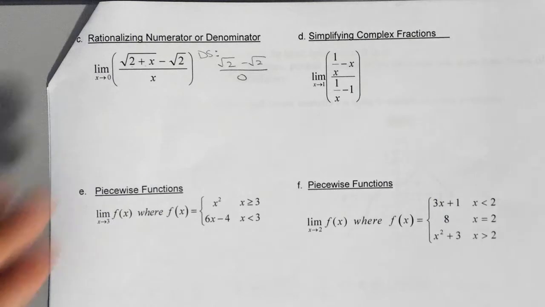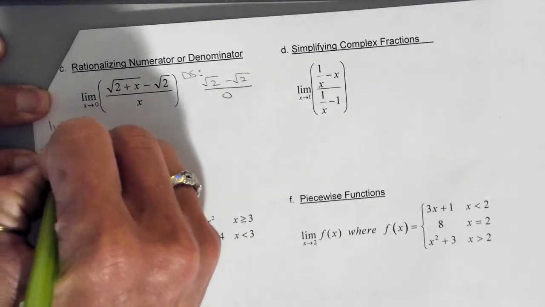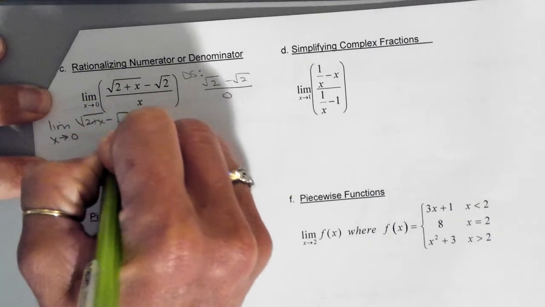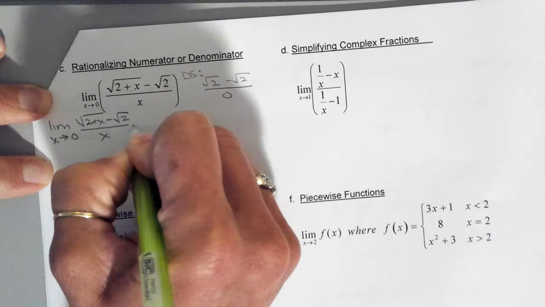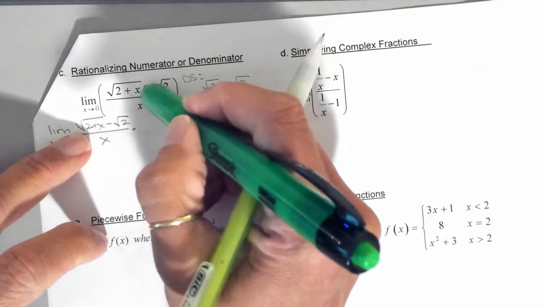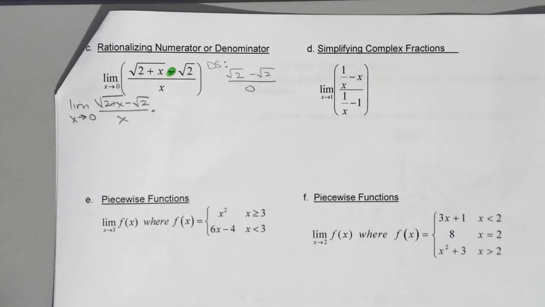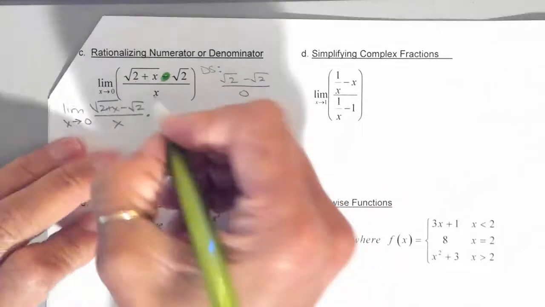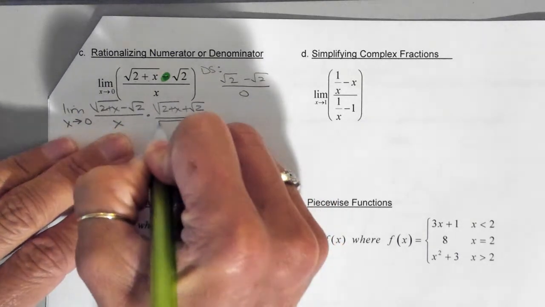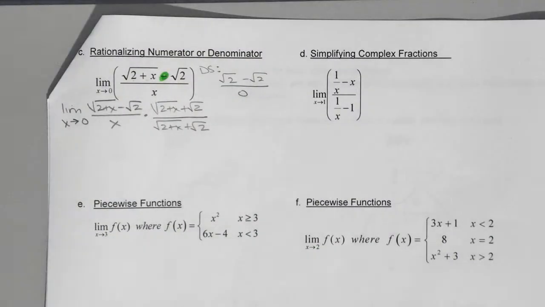So what we're going to do is rationalize. And when we rationalize the numerator, that means basically you are putting the radical back in the denominator. So I've got the square root of 2 plus x minus the square root of 2. I'm just rewriting the original problem. And we're going to multiply by the conjugate of the numerator. The conjugate is the exact same expression, except the subtraction becomes addition, so we've got the square root of 2 plus x plus the square root of 2 over the same thing. Remember, we're not changing the value of the function, just what it looks like.